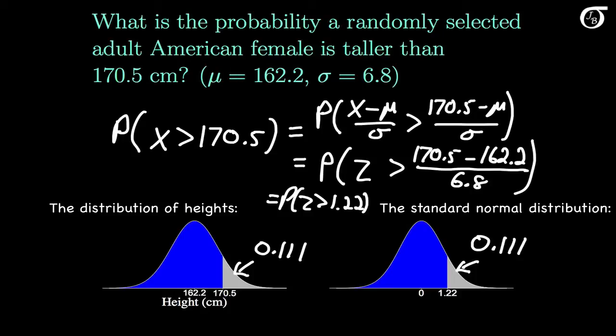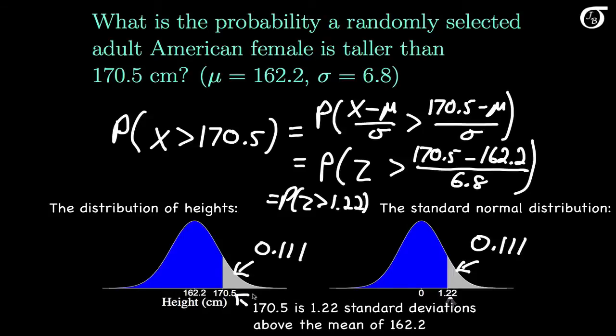The Z value tells us how many standard deviations a value is above or below its mean. So this Z value of 1.22 means that 170.5 is 1.22 standard deviations above the mean of 162.2. So we just figured out the probability that a normally distributed random variable falls more than 1.22 standard deviations above its mean.